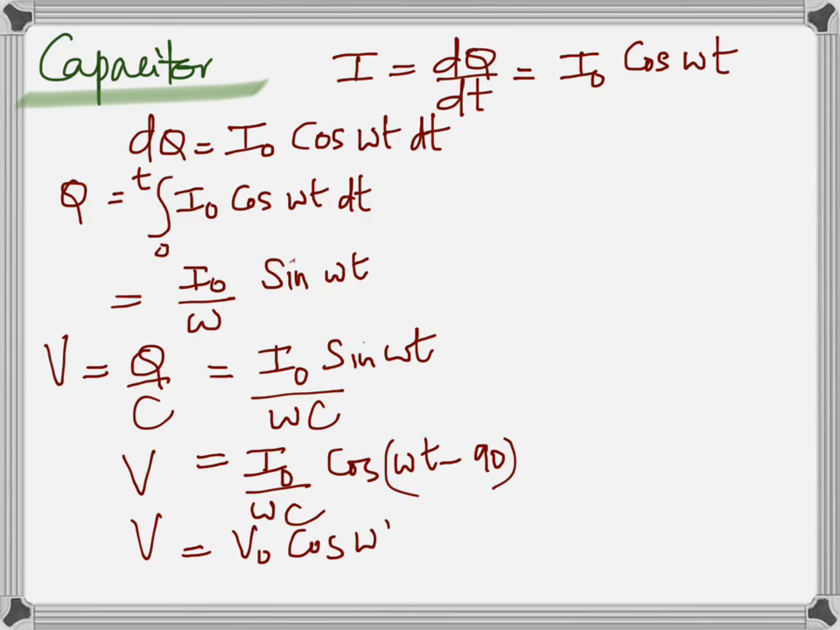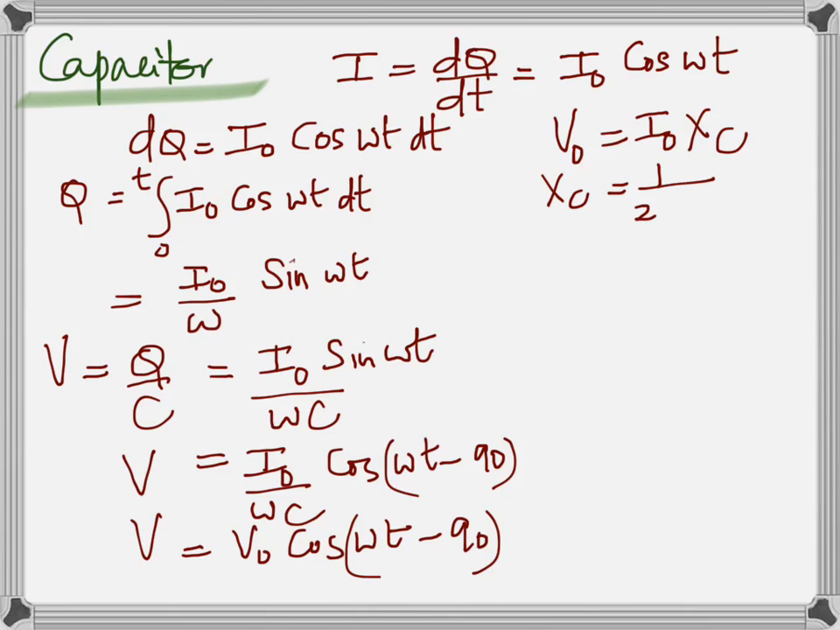Okay. I put it as V naught cos omega t, and then when turned right, V naught is I naught XC. It's not I naught by XC, it's I naught XC. Wait, why? Voltage is always a product of current and resistance, or current and reactance. That's why we put it that way. So what's the value of XC now? 1 by 2 pi FC. XC is 1 by 2 pi FC.